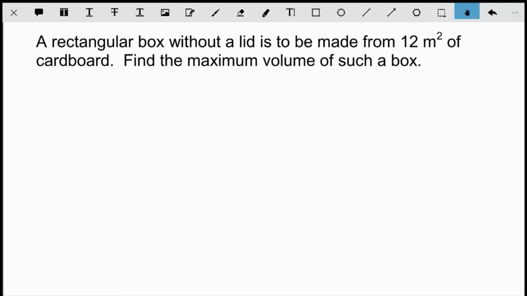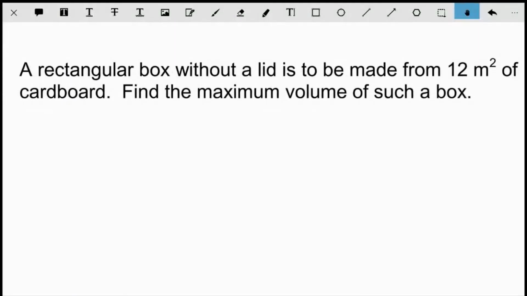Okay, so, and I'm not going to work through all the algebraic steps, but I'm going to show you the main idea here. First of all, we have a rectangular box without a lid that is to be made of 12 meters squared of cardboard. Find the maximum volume of such a box. This is similar to the last problem that we did in section 14.7, but this time our constraint is the amount of material we have, and what we're trying to optimize is the volume.